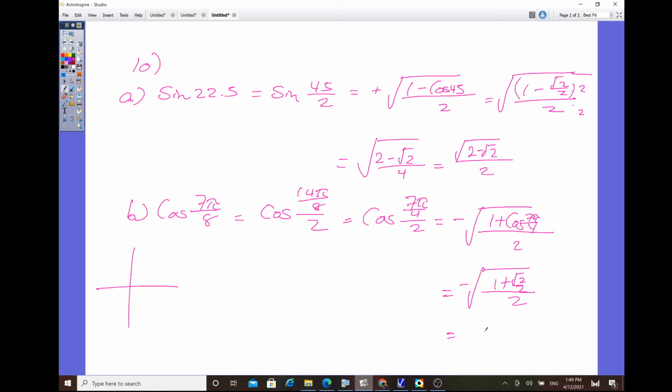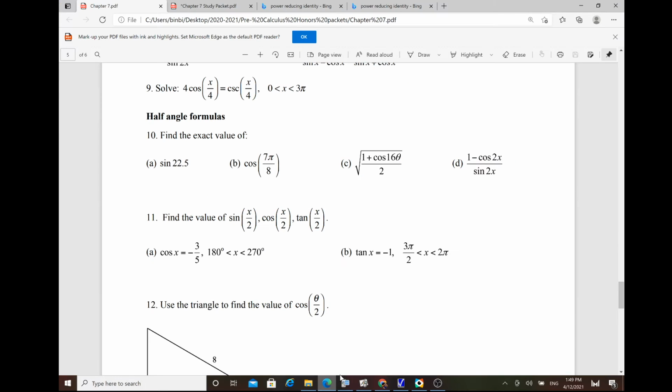For this one, again, we don't want to deal with a fraction inside another fraction, so rationalize it. Multiply by 2, top and bottom. So (2 plus root 2) over 4. Separate it out, so we get negative square root of (2 plus root 2) all over 2. Okay, so now let's see what else, and then for C and D.